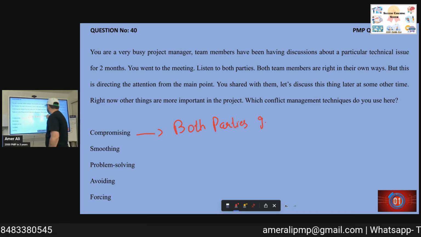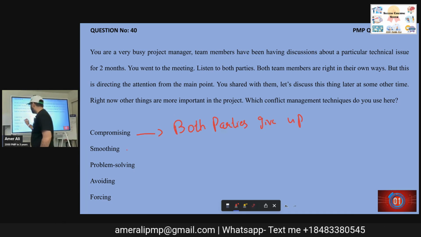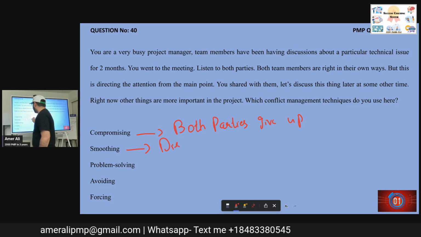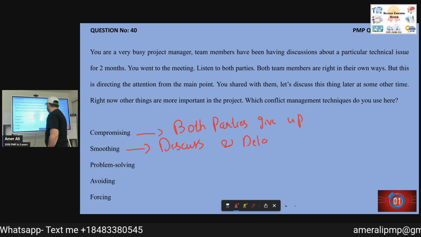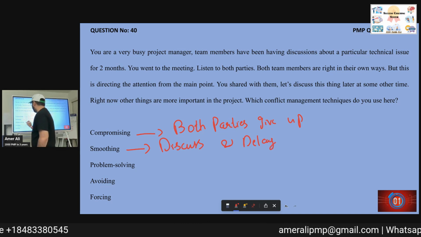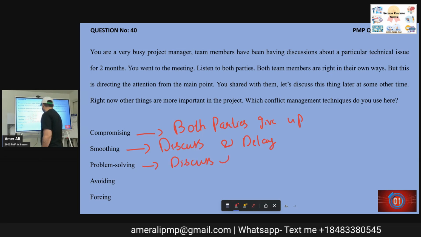give up. Okay, that's the keyword here. Smoothing: discuss the conflict, and then you delay it for some other time. Problem solving: discuss and solve.